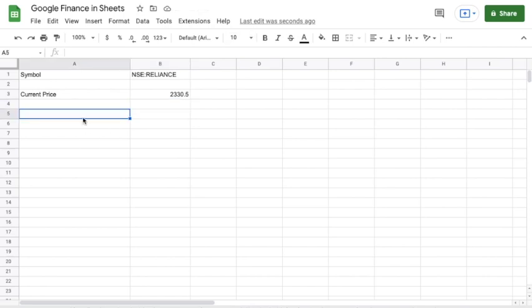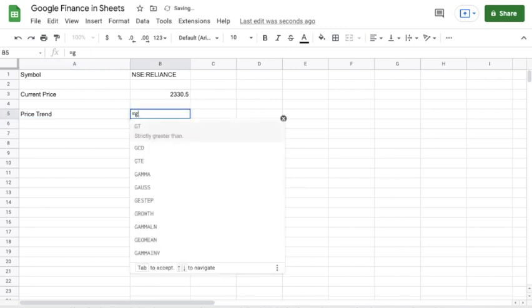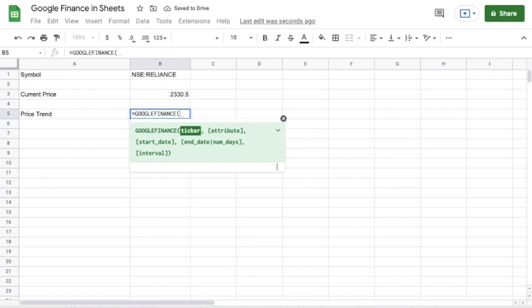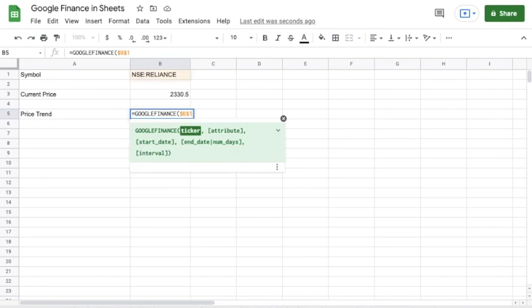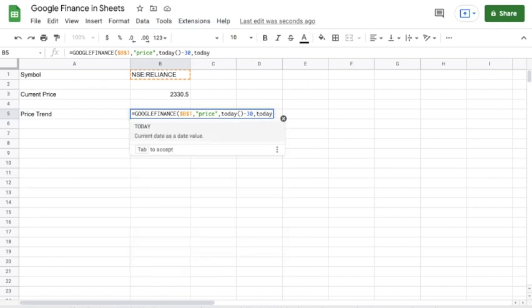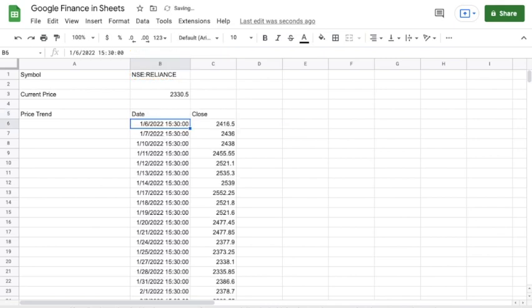Now let us try to find what was the price trend in the past 30 days for Reliance. So again, we'll write the Google Finance function. Again, write the ticker, which is in cell B1, followed by, we want to know the price and the start date. So start date, we'll write the function today minus 30, and the end date would be today. Interval is 1, that means we need the price data for each of the day within the last 30 days.